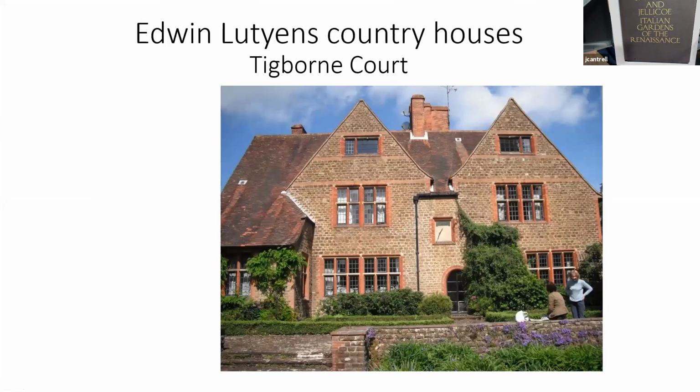So we get to Edwin Lutyens' country houses, roughly between 1890 and 1920. This is a wonderful house called Tigbourne Court in Surrey, England. Now, Edwin Lutyens was incredibly skilled and talented at designing classical buildings, which means classical plans are based on an emphatic center line.